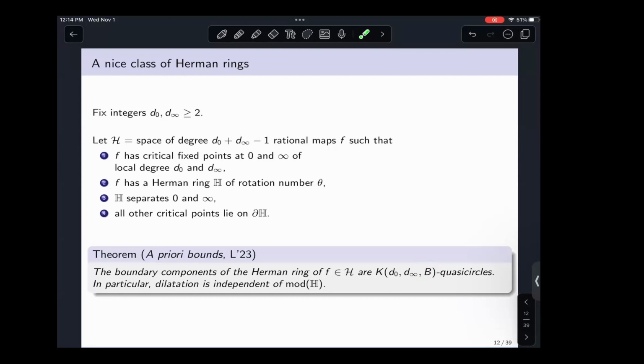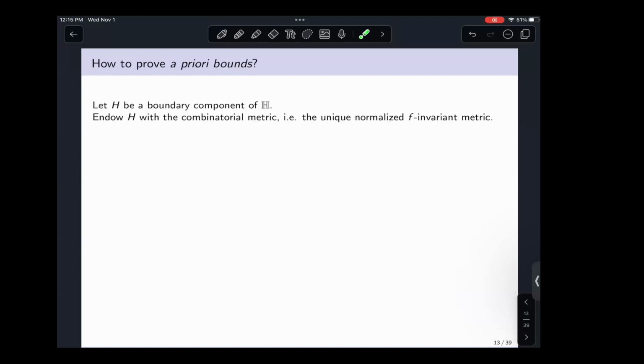Okay, so what I want to do is try to give a brief capture of the ideas behind it, and then move on to the consequences. So how do we do this? We start by selecting one of the two boundary components. That's an annulus, that's an outer one, that's an inner one. So let's say I'm going to select the outer one and call it big H, capital H. And then I'm going to endow H with the combinatorial metric.